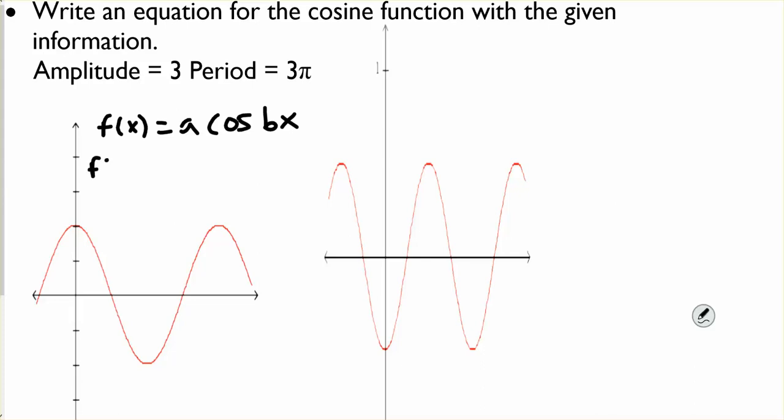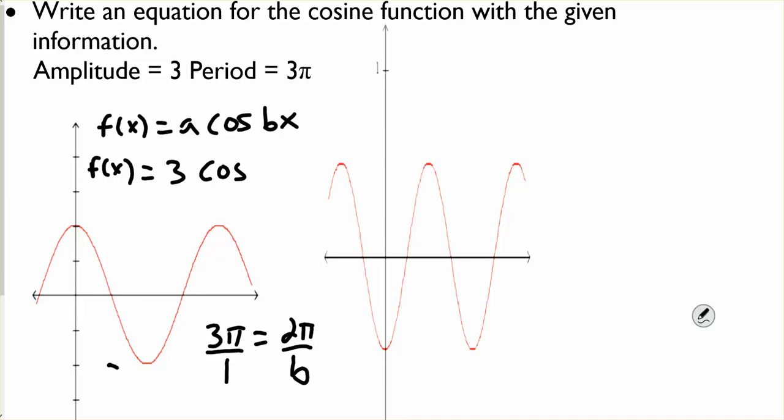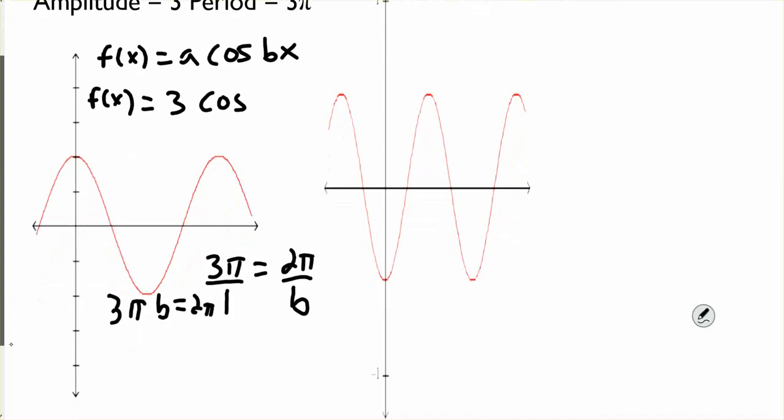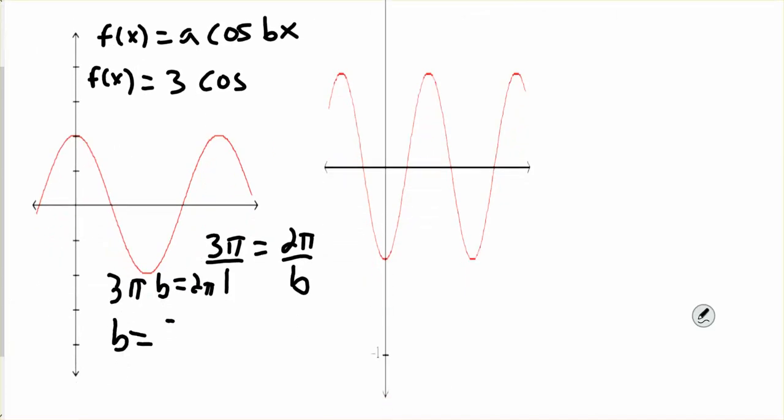So a is 3, and this guy goes like that. So I'm going to say f of x equals 3 times the cosine. I don't know what b is, but the period is 3 pi. So I'm going to put 3 pi is equal to 2 pi over b. That's what I'm trying to figure out. Well, take a look. That is a cross multiply. I get 3 pi b equals 2 pi. And then I'm going to divide both sides by 3 pi. So I get b equals 2 pi over 3 pi. Pi's cancel. B is 2/3. So this is 2/3 x. That's my function. Okay, don't worry about the one over there on the right there.